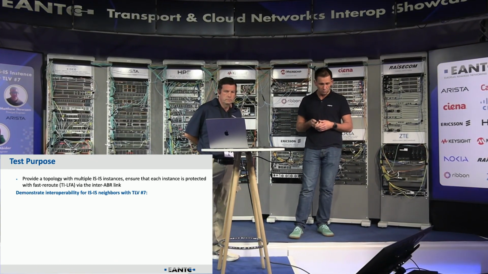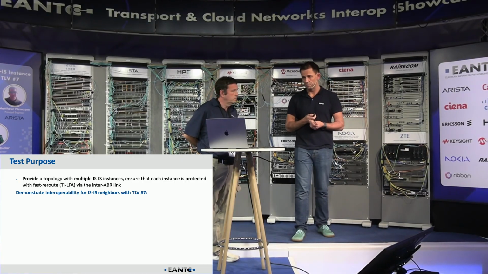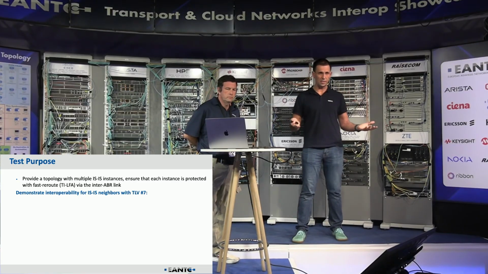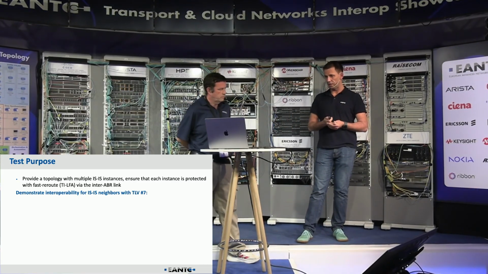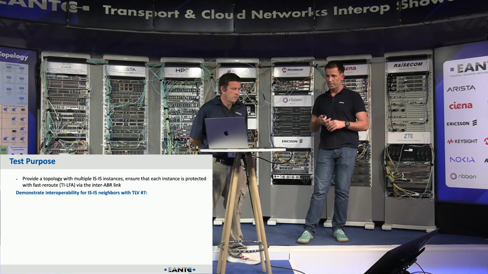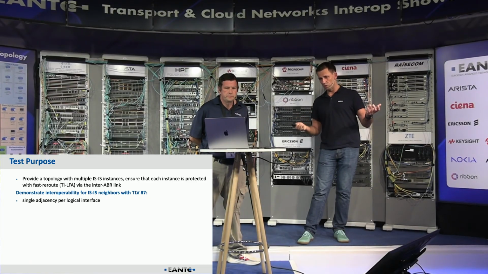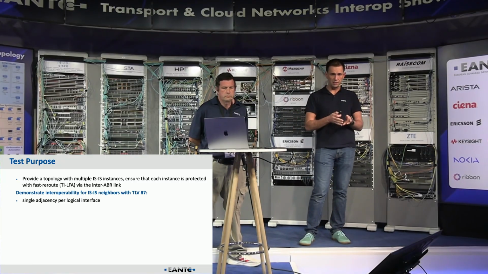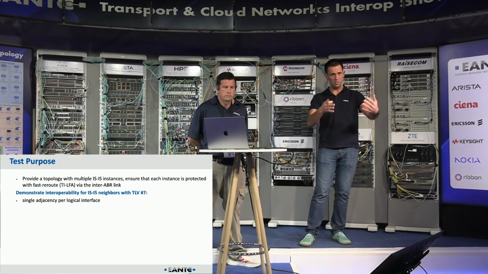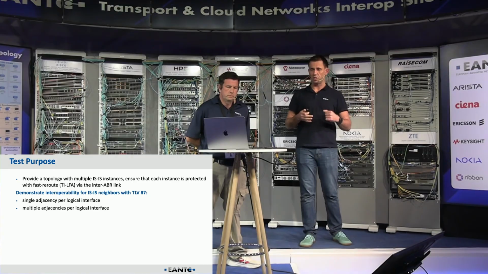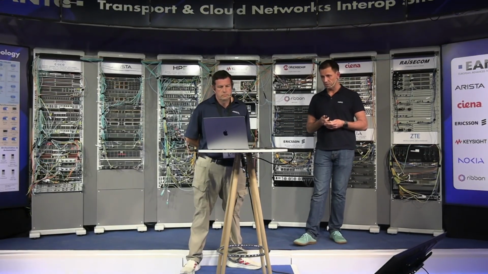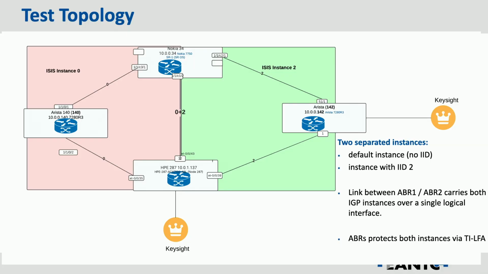So what we actually did in Berlin, we provided a topology with ISIS instances. We configured, as usual, TI-LFA for segment routing over MPLS on the ABR link, and we demonstrated interoperability between the vendors. So we demonstrated a single adjacency on one single link, and we also demonstrated multiple adjacencies on one single logical interface. In Berlin, we had a much more complex topology.